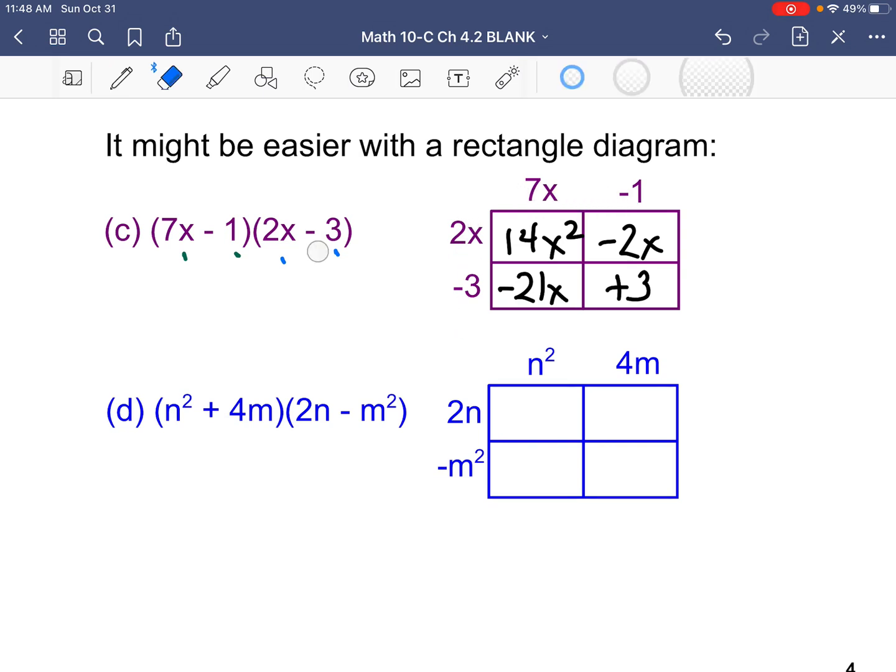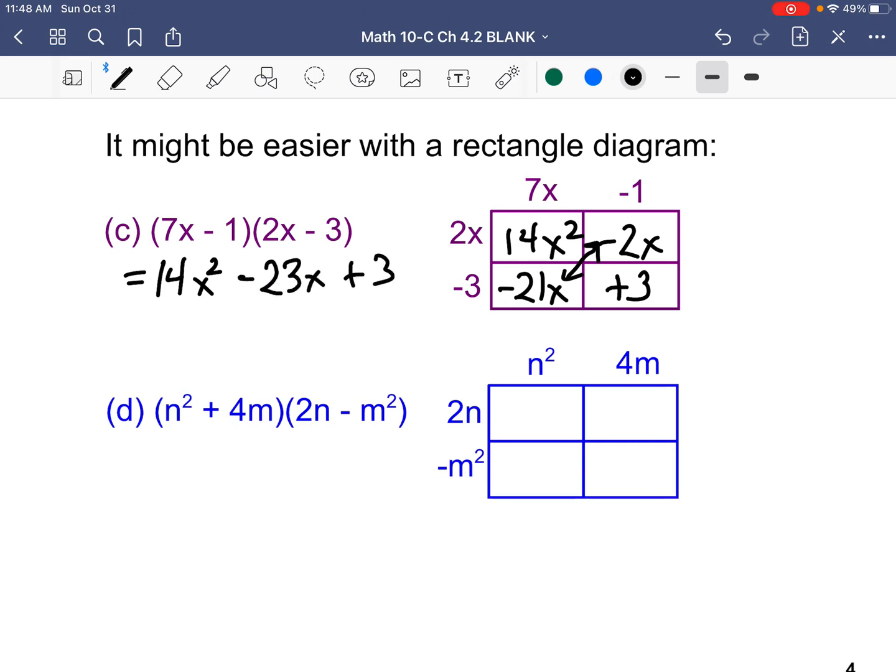Now, as I said, some people find this quicker. It's the way I'm going to insist you do it. Well, not insist, but yeah, do it this way. Trust me at this point. Now, this becomes 14x squared. Note here, we have two x terms, a minus 21 and a minus 2, that's minus 23x plus 3. See how quick that is?